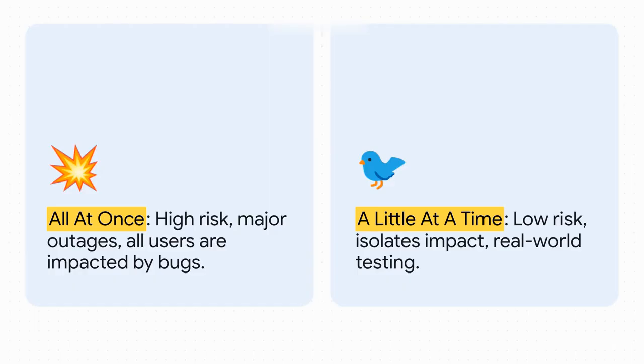Basically, they have 2 paths they can take. The first is what we call the big bang. Just flip a switch and hope for the best. It's fast, yeah, but it's super risky. One tiny bug and boom, the whole thing comes crashing down for everybody.